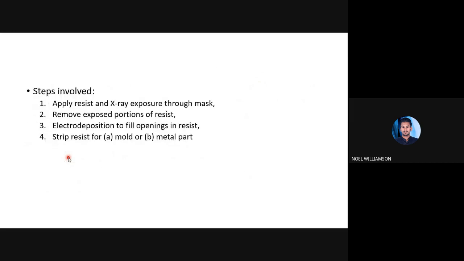The detailed steps: we are applying the resist and the X-rays are exposed to it. Remove the exposed portions of the resist. So all portions exposed to the X-rays will be removed. After that, electroplating or electrode deposition to fill the openings. And finally, either you can create a mold or you can make the metal part itself. So these are the basic steps involved in the LIGA process.